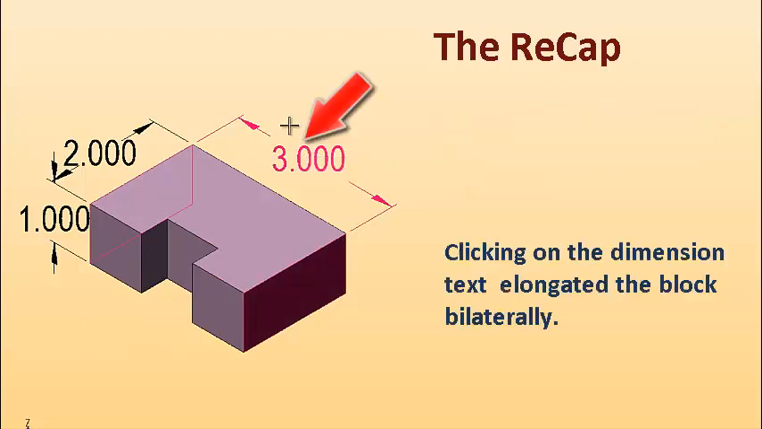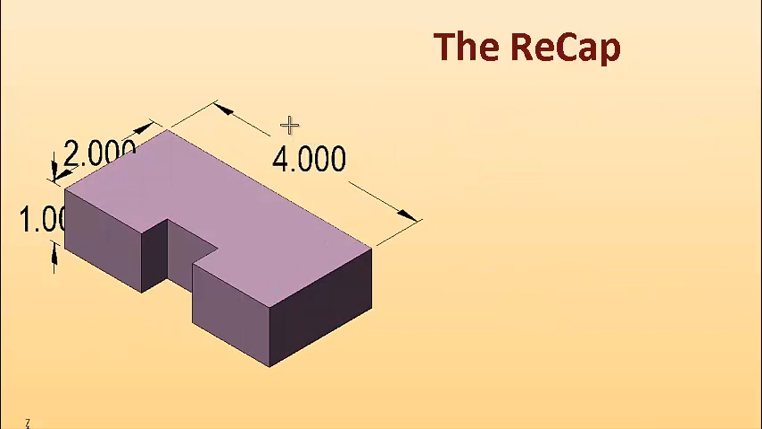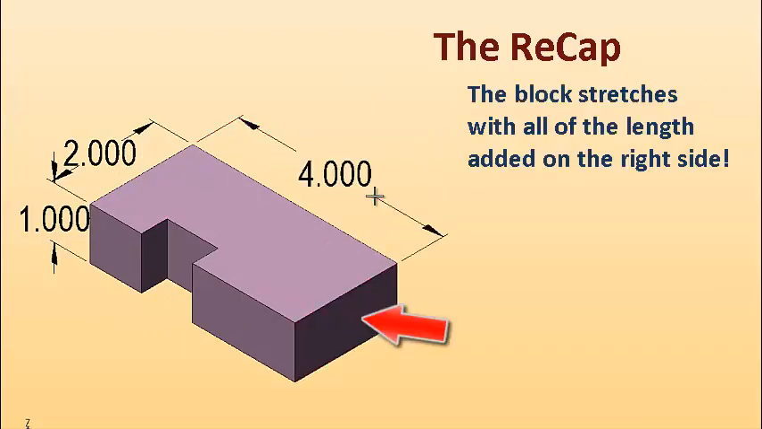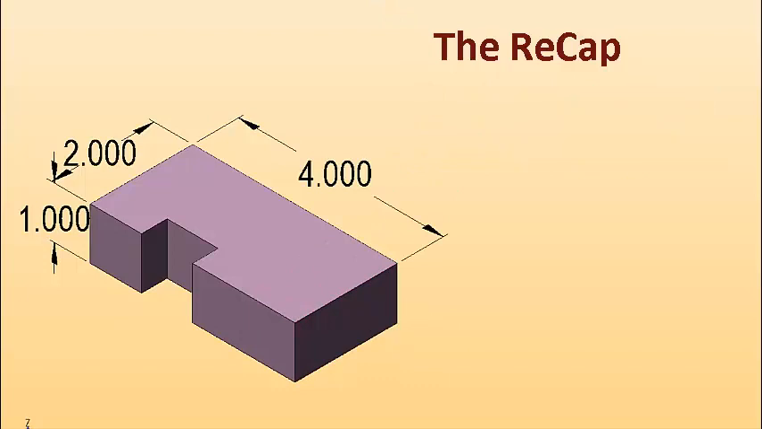Then with the dimension-driven editing tool, if we click on the text, we get an even on both sides stretch. If we click on the arrow, all of the stretch occurs to the right.